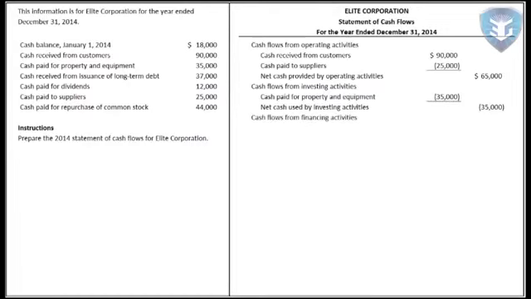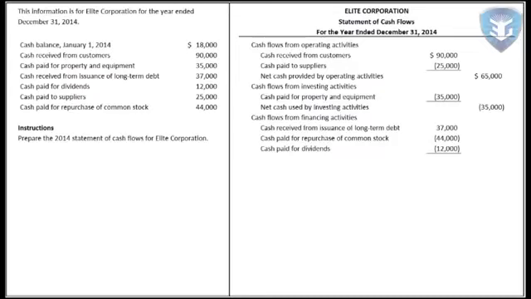We will now prepare the financing activities section of the statement of cash flows. For Elite Corporation, the financing activities are issuance of long-term debt, repurchase of common stock, and dividends paid. Cash received from issuance of long-term debt of $37,000 will appear as an inflow. Cash paid for repurchase of common stock is $44,000 and will be shown as an outflow. Cash paid for dividends is $12,000 and will appear as a deduction under the Financing Activities section. By deducting $44,000 and $12,000 from $37,000, net cash used by financing activities is $19,000.